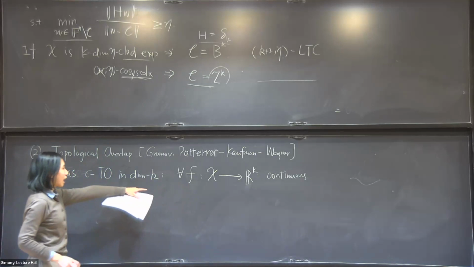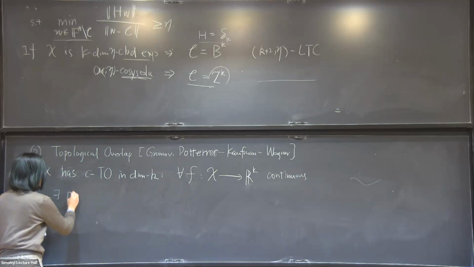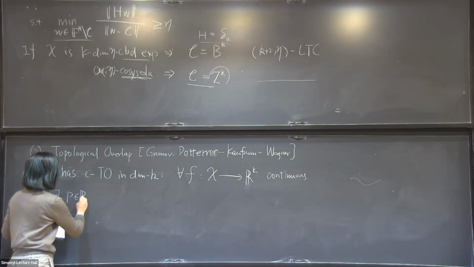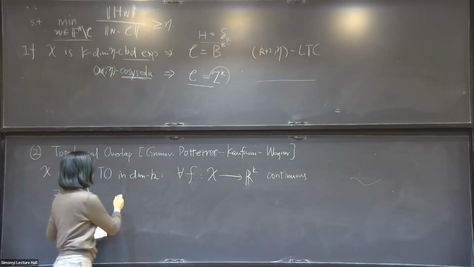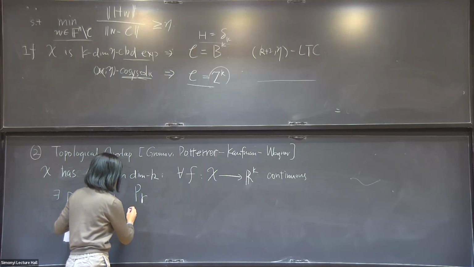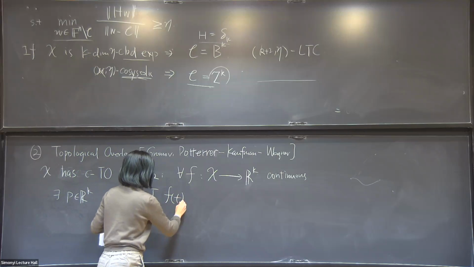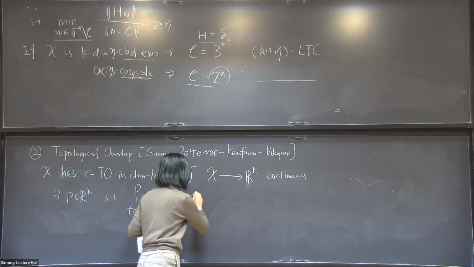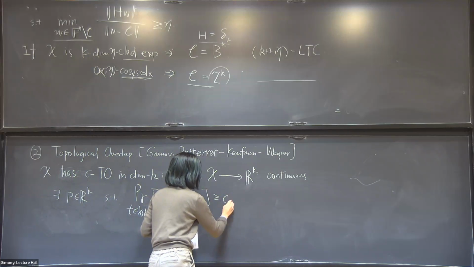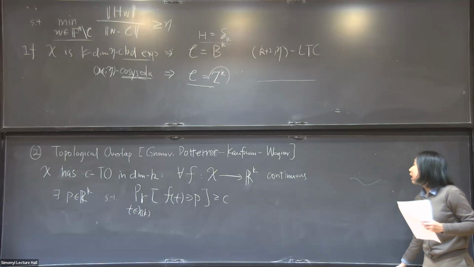if for every embedding into R^k, there exists some point in R^k that intersects many of the k-faces, such that if we take the probability over k-faces, the image of the k-face in R^k contains the point with probability at least C. So this is the topological overlap property.